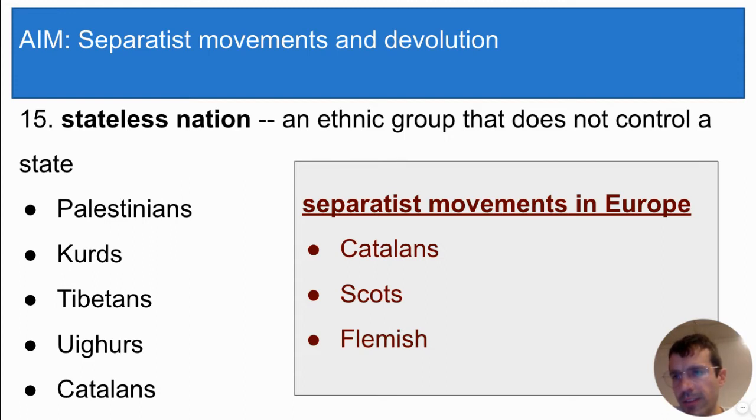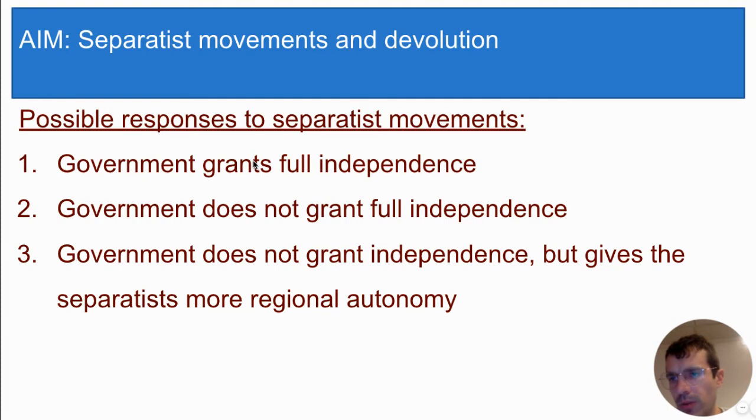When stateless nations seek independence from a country, there are a few ways that the country's government can respond. One option is that they could grant the separatists full independence. This rarely happens without a fight, and if a stateless nation does achieve its own state, it's usually because it won some kind of struggle or war with the ruling government.